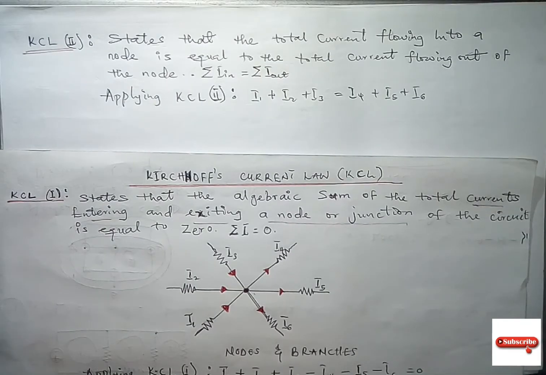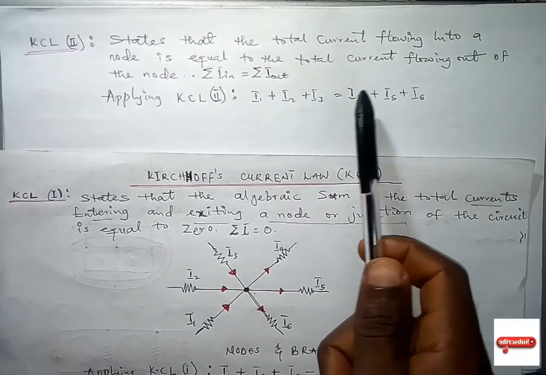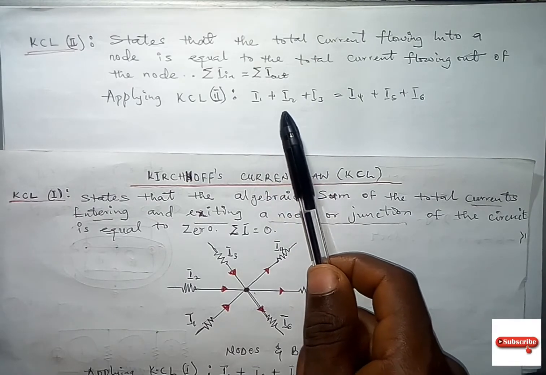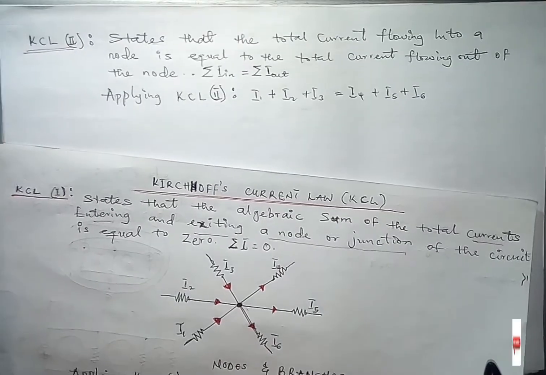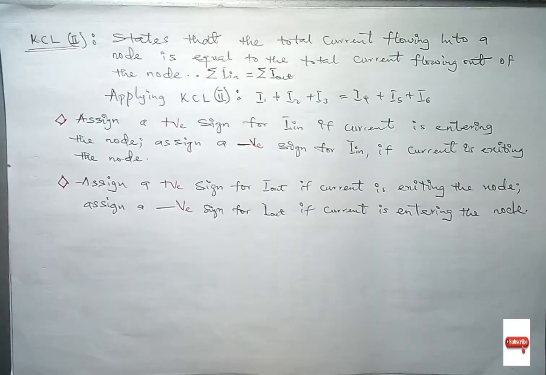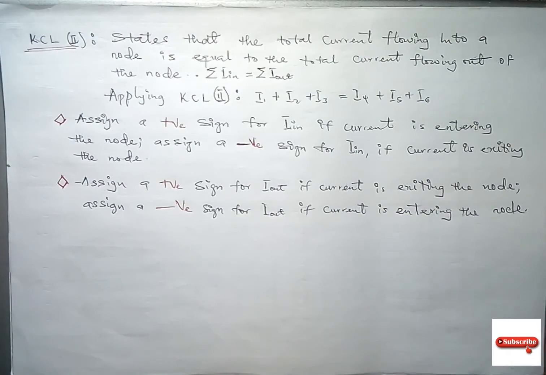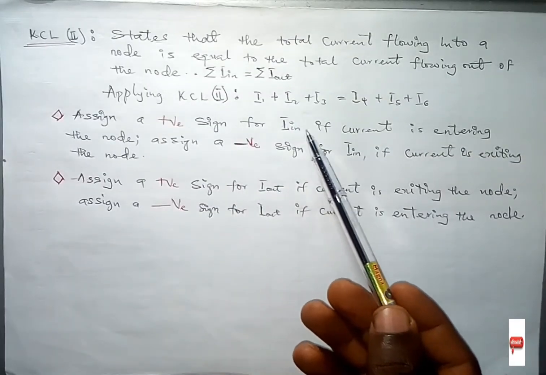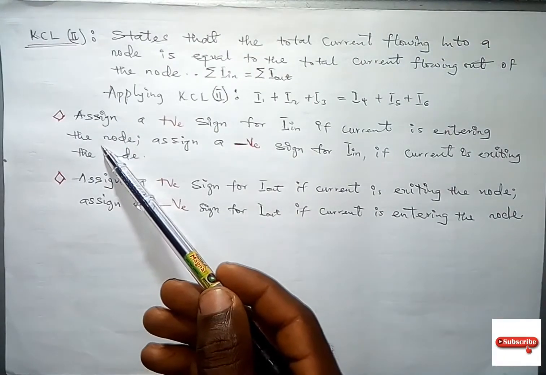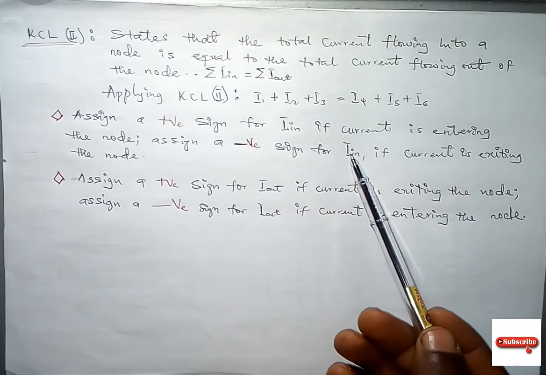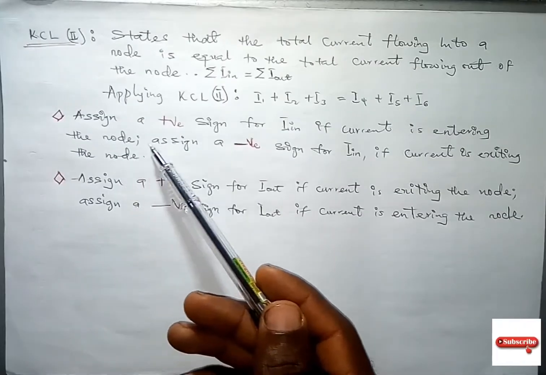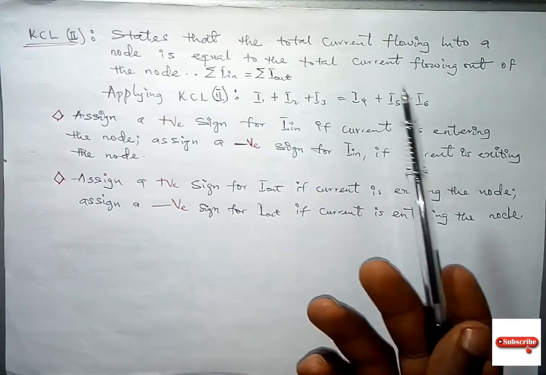But before we go to the verification of KCL and some application, let's quickly see how this second law works. There are some secrets behind its application wherever you see it. So let's quickly analyze that. It is as simple as this. We assign a positive sign for I in if current is entering the node, and a negative sign for I in if current is exiting the node. So it depends on you in this case.